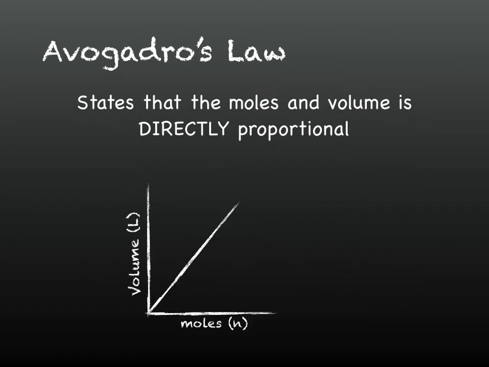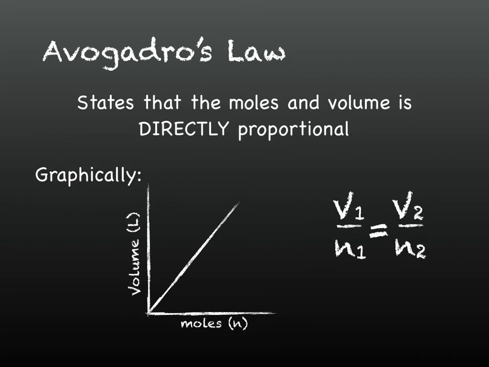Not only do we have to be able to state Avogadro's law in terms of whether it's directly proportional, we also have to be able to use a graph. In the graph, notice that it is also a line with a positive slope. And the formula for Avogadro's law is going to be V1, which is volume 1, divided by N1, which is number of moles of 1, is equal to V2, which is volume 2, divided by N2.